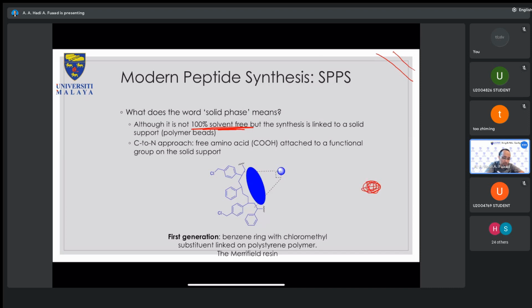So imagine that this is a solid support. What will happen is you will grow your peptide on the solid. This is why we call it SPPS and not simply SPS.